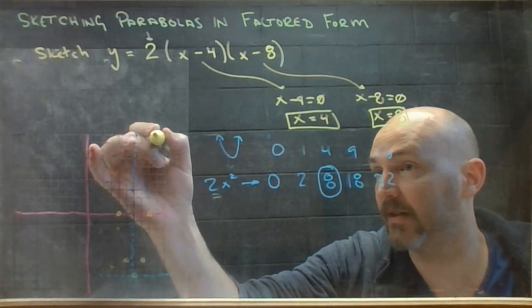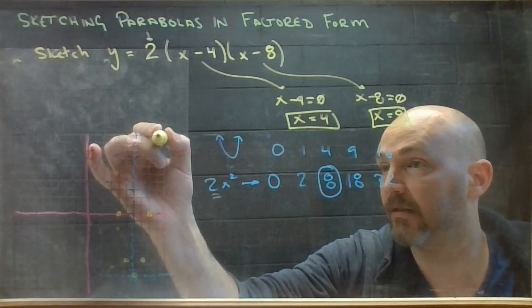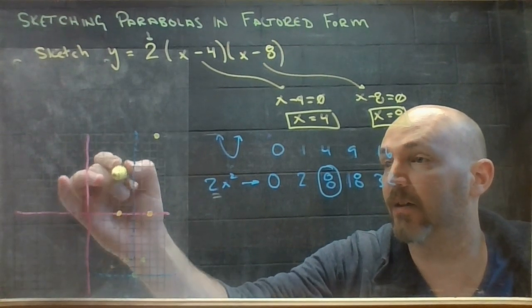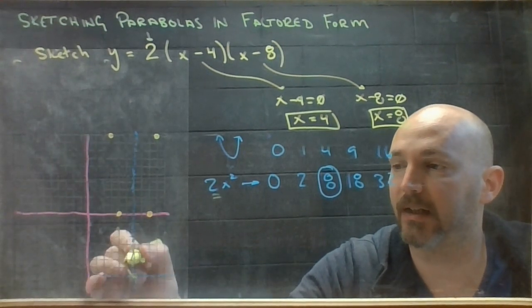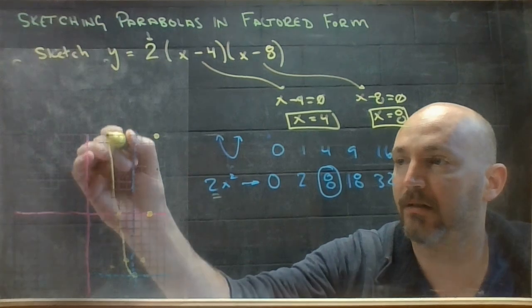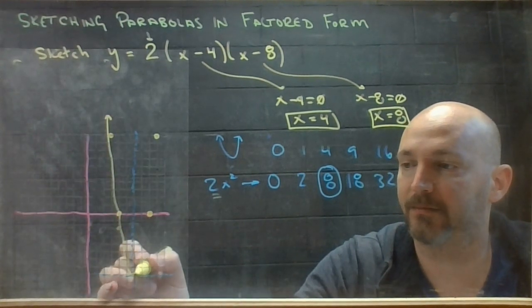Oh, it's just squeaked over again. And it will have a symmetrical partner over there. And I can connect those dots to make my parabola.